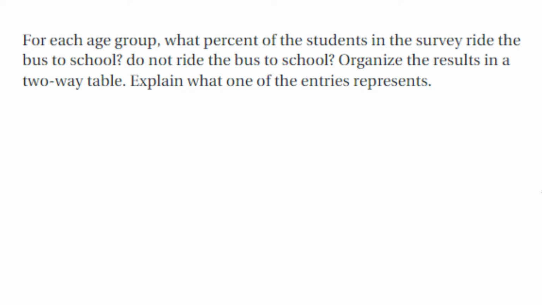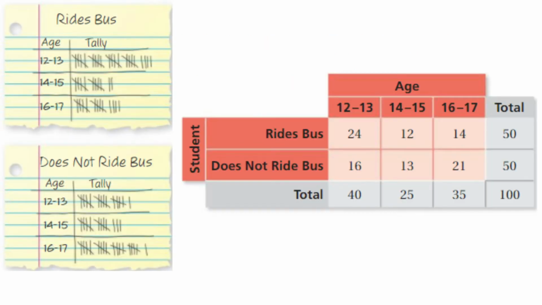It says for each age group, what percent of the students in the survey ride the bus to school? Do not ride the bus to school. Organize results into a table. Explain what one of the entries represents. So this is going to be different because now we're looking at percentage. And for percentage, you need to know that the total is 100.